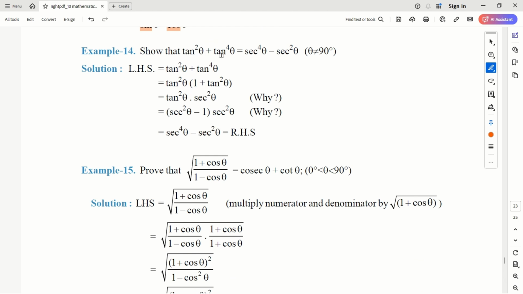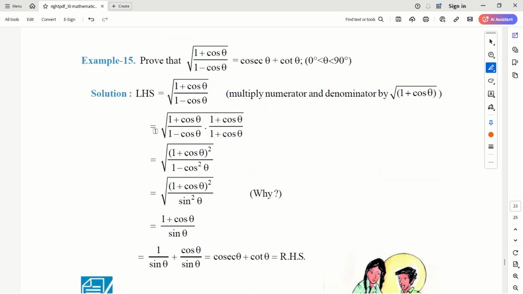Show that tan square theta plus tan power 4 theta equals secant power 4 theta minus secant square theta. So take the LHS, take tan square theta common: tan square theta into 1 plus tan square theta. 1 plus tan square theta is nothing but secant square theta, so you put it, and tan square theta is nothing but secant square theta minus 1. So which is nothing but secant power 4 theta minus secant square theta. This is the RHS.